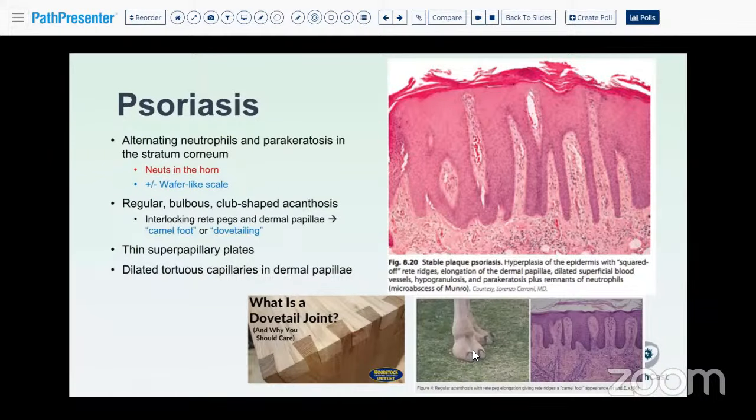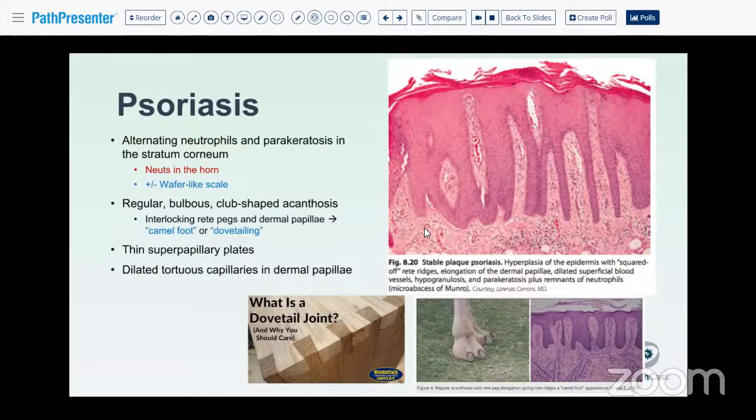Psoriasis. So psoriasis was put as an answer choice here really because of the neutrophils in the horn. I just kind of wanted an excuse to teach a little bit about psoriasis. So neutrophils and parakeratosis in the cornified layer is really characteristic of psoriasis. We may or may not see a wafer scale. I'll show you that in a second. When we do, it is super helpful.